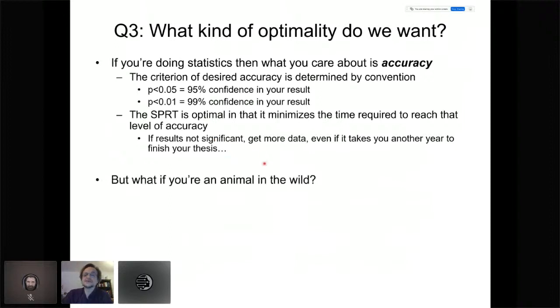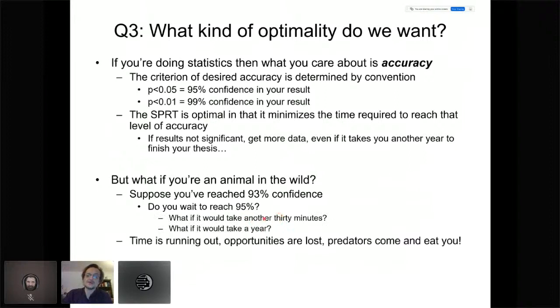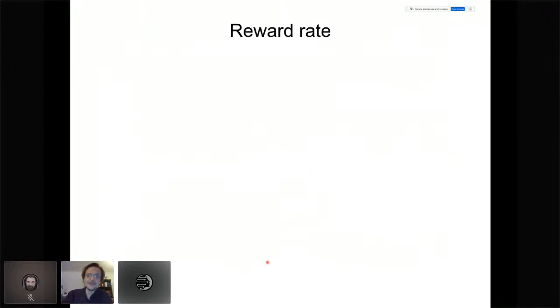But that's not the case if you're an animal in the wild. Suppose you're an animal in the wild and you're in some situation and you're 93% confident that you know what the right choice is. Well, are you going to wait until it reaches 95% confidence? What if it takes 30 minutes? What if it takes a year? You're not going to wait. Time is running out, opportunities are lost, predators come and eat you. You can't wait forever. What you really want to do is optimize reward rate. You want to find a kind of a trade-off between your accuracy and your speed such that your reward rate is actually maximized.